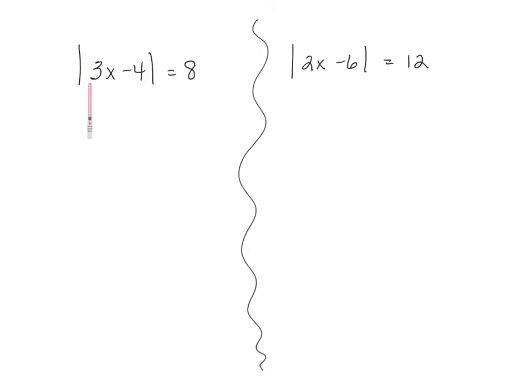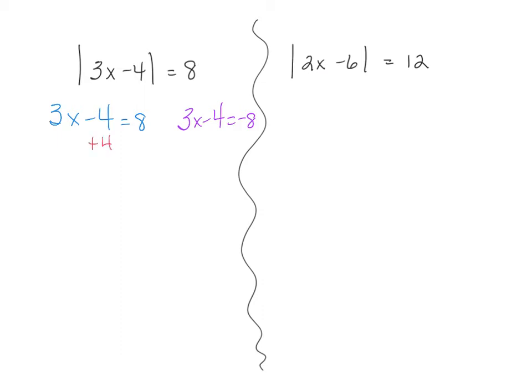So I have the absolute value of 3x minus 4, that equals 8. I'm looking around my absolute value. There's nothing outside of it that I need to move. So we're going to set up our equations. The first equation is going to be 3x minus 4 equals 8. My other equation is going to be 3x minus 4 equals negative 8. And then we're going to solve these two.